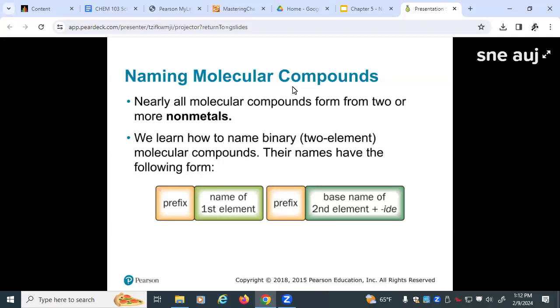Now, one thing that is going to be useful for us is that, first of all, naming molecular compounds of the first kind, the binary kind that we're going to talk about first, is actually really easy. The only difficulty really is A, recognizing the structure, and B, memorizing the prefixes. And so we'll get into that in just a second.